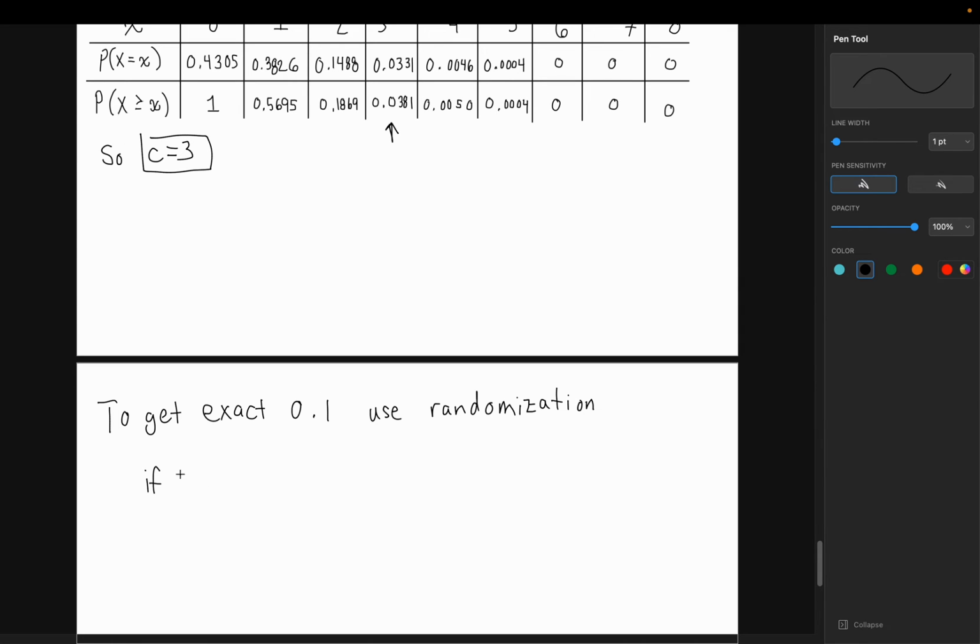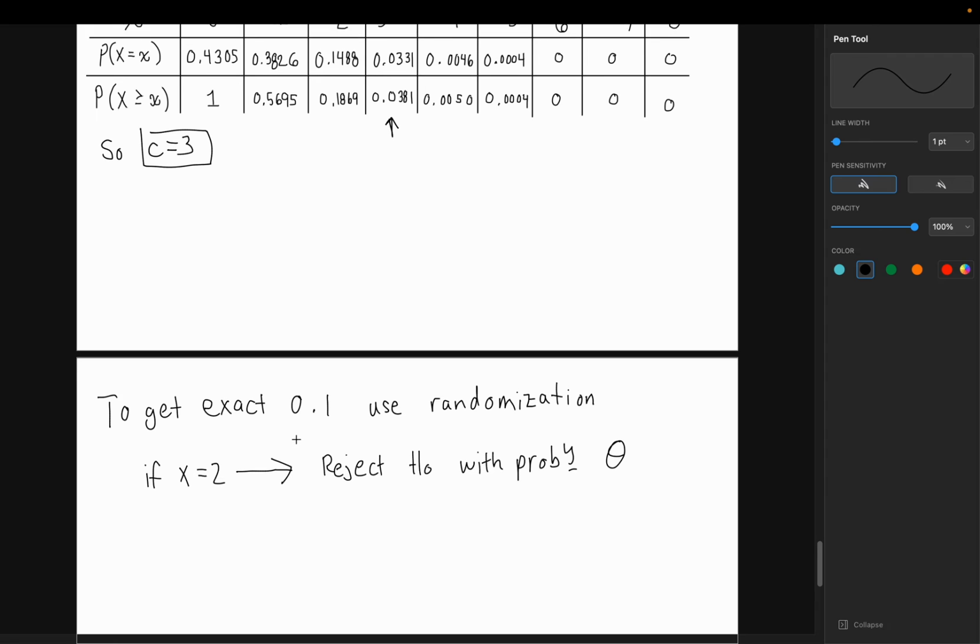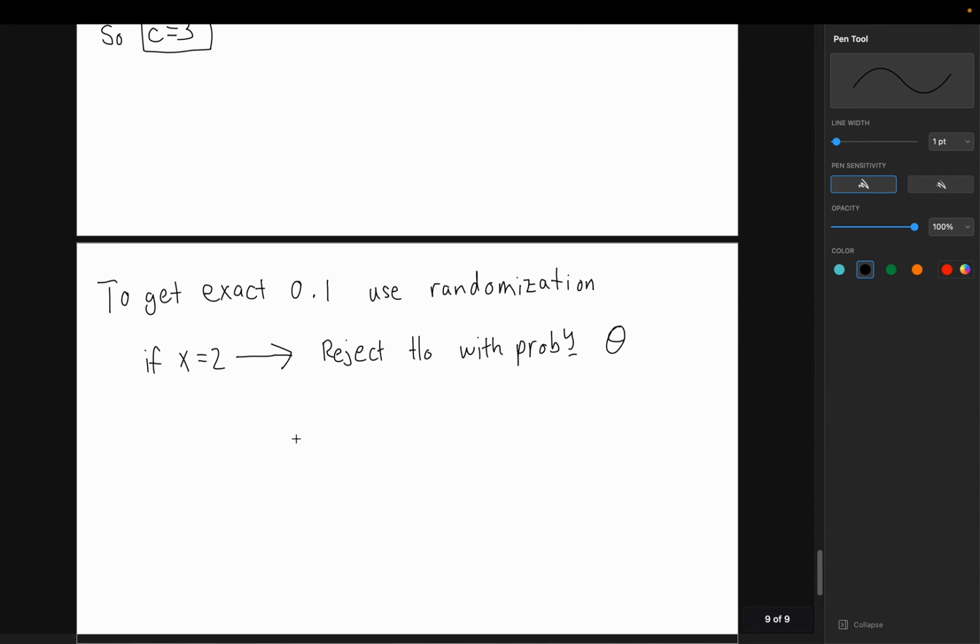So if x equals 2, we will reject h naught with probability theta. And we'll solve for theta in just a minute. So we're going to imagine we have this special coin that will reject h naught about theta percent of the time. And then we'll fail to reject otherwise. So fail to reject h naught with probability 1 minus theta. So how do we find theta?